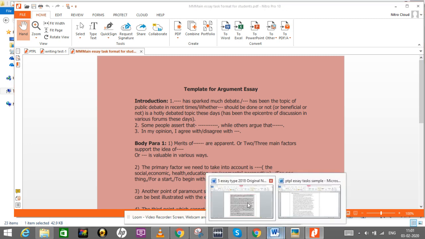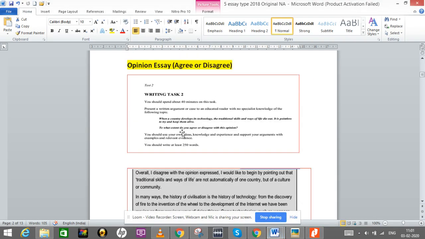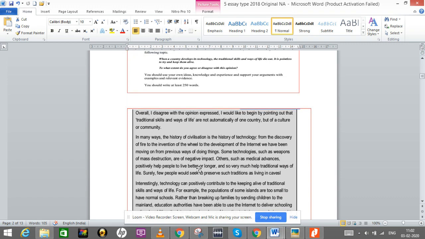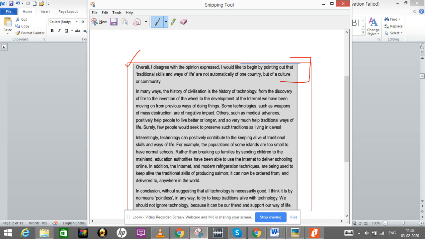Now, getting back to the question, you also have to understand what the stem says. It says, to what extent do you agree or disagree with this. So you even have to mention the extent, right? As in this case, the person has mentioned the extent, which is overall. It means that the person completely disagrees with the opinion expressed. So that is one part.